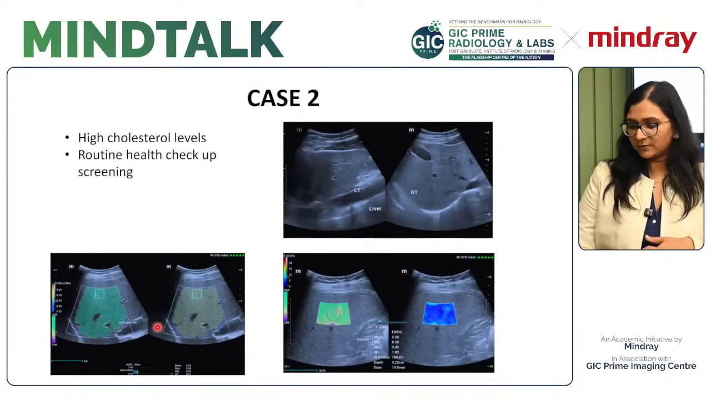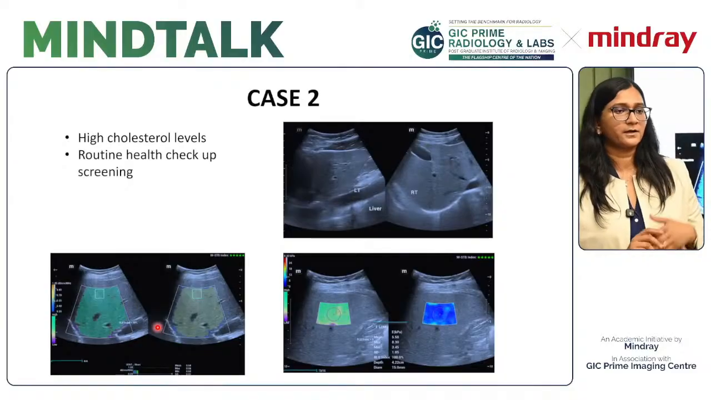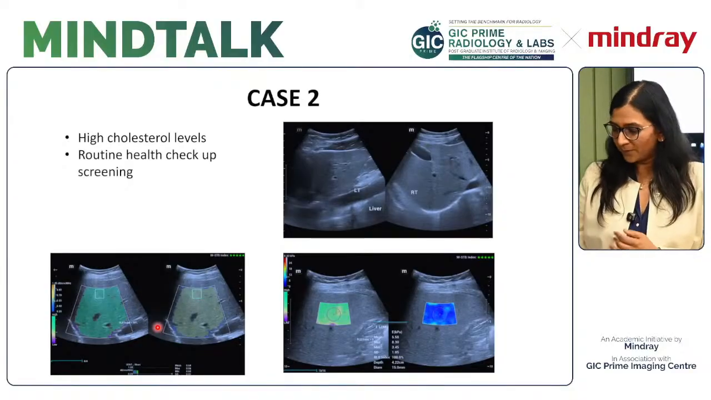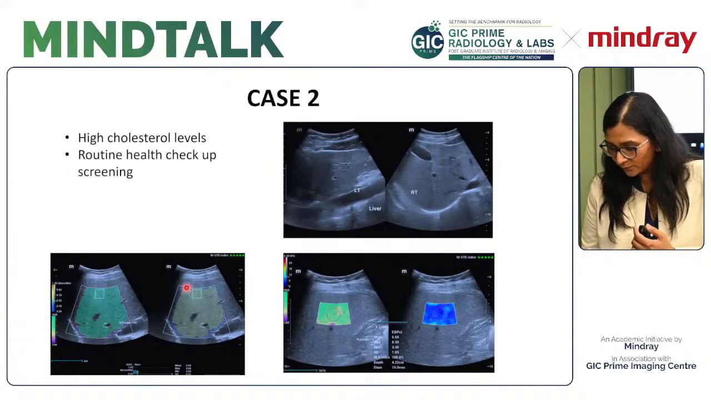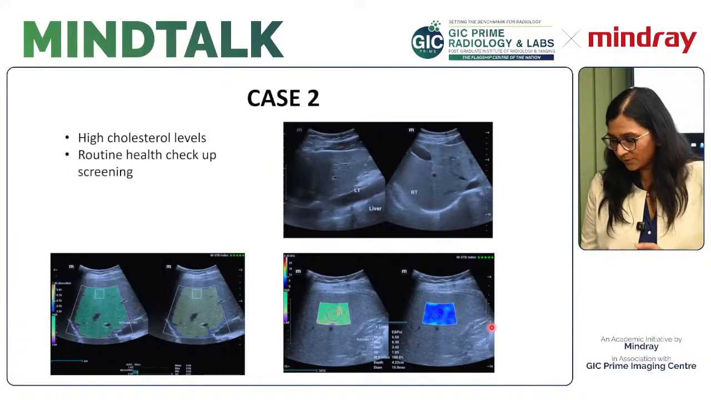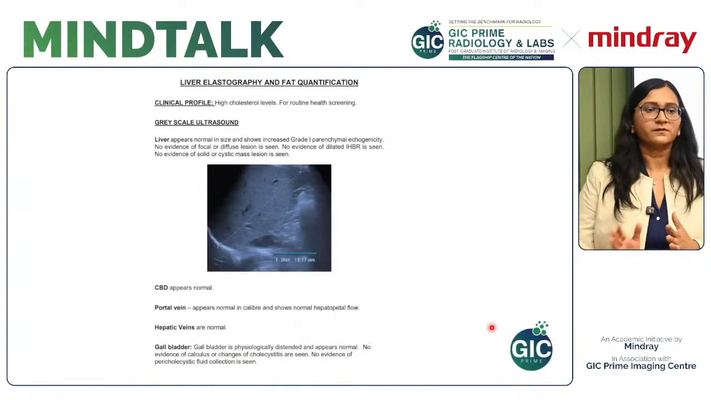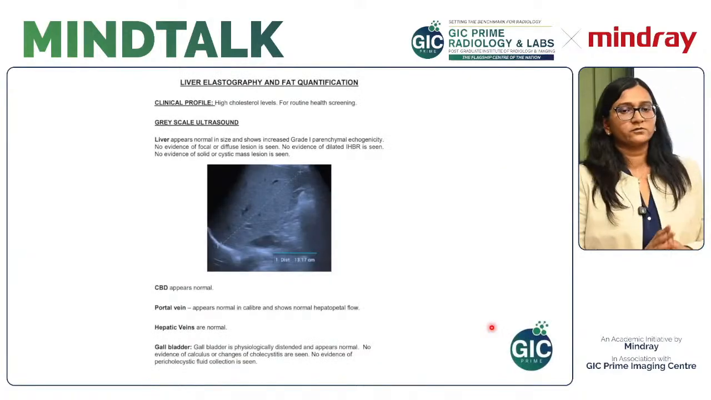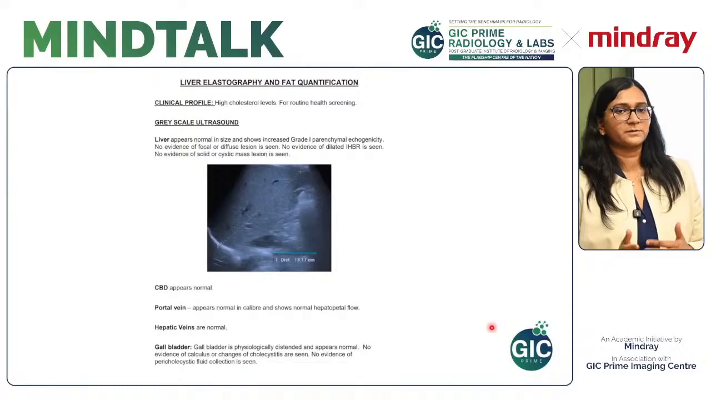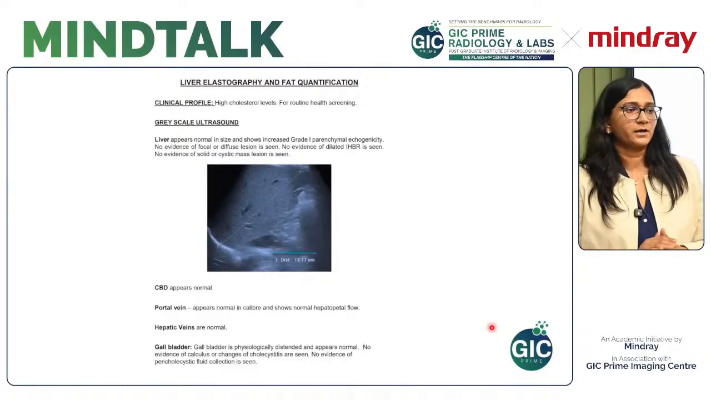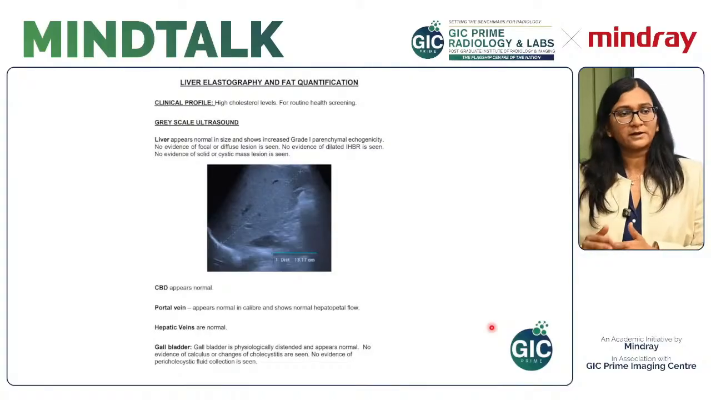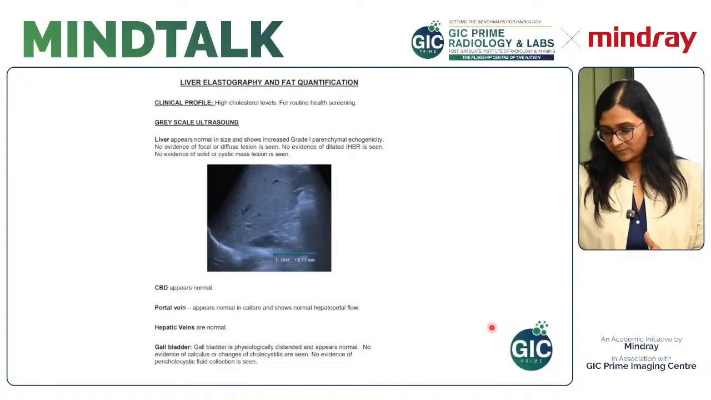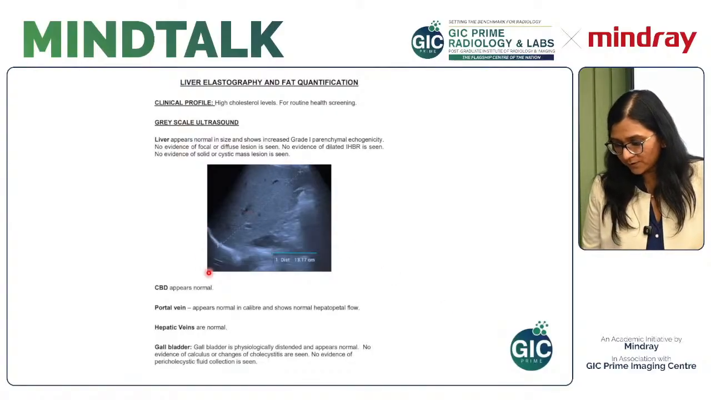Here I have shown another patient which came from routine health screening and he had high cholesterol level. As we can see that liver vessels are well visualized, then USAT value is taken and kPa measurement is also taken. This is our standard report format which we give to the patients in case the patient comes with liver imaging. It has multiple parts. First, we mention the clinical profile indications. Then we have mentioned the grayscale ultrasound findings, liver along with CBD findings, portal vein, hepatic vein and gallbladder.